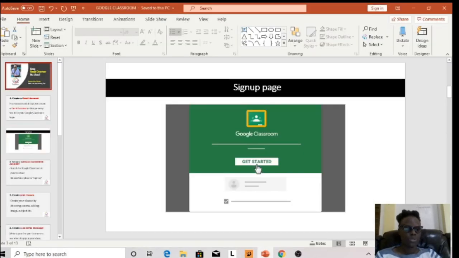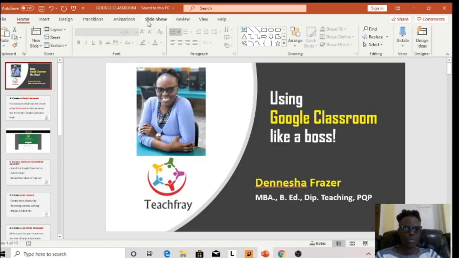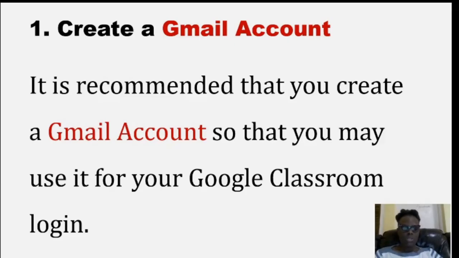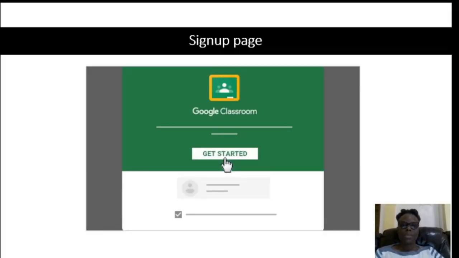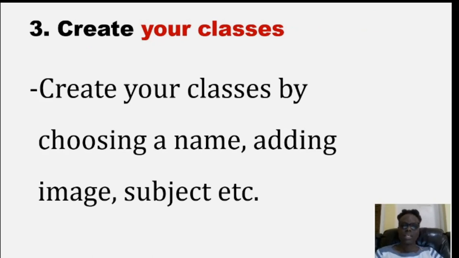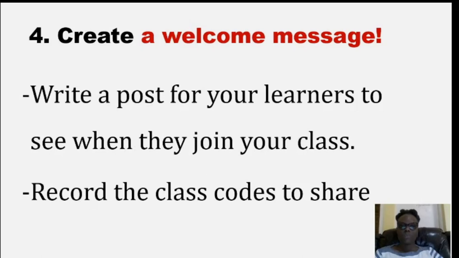I just want to do a quick recap of what we would have just covered. All right, so I recommended that you have a Gmail account to use Google Classroom. You go and you sign up for your Google Classroom by searching for Google Classroom in the browser and choosing the option sign up. You create your classes by choosing a name for your class, adding an image, and a subject. Then you want to create a welcome message for your learners so that when they enter the classroom for the first time, they will see that welcome message.